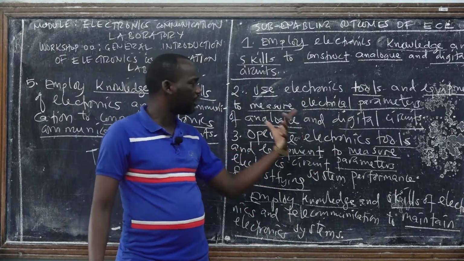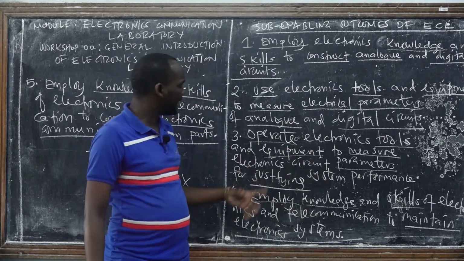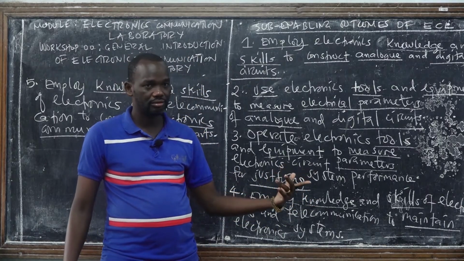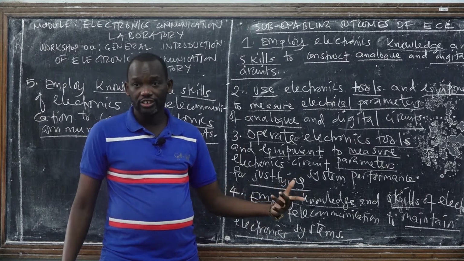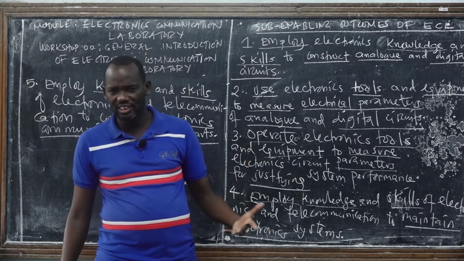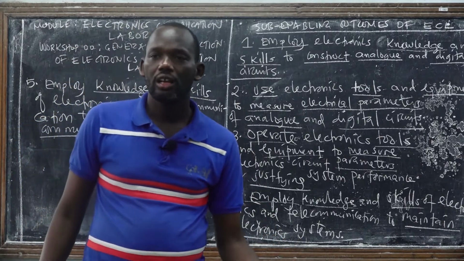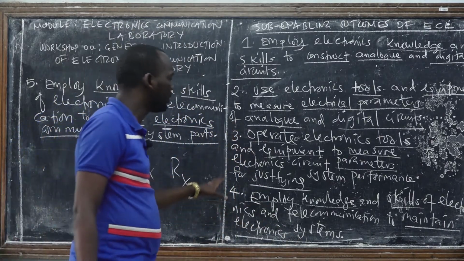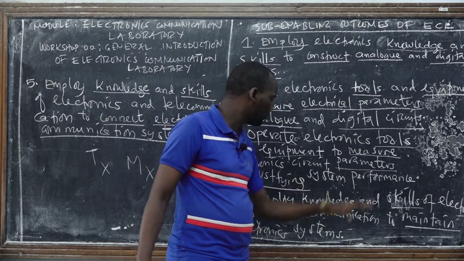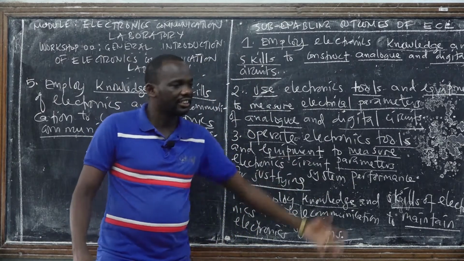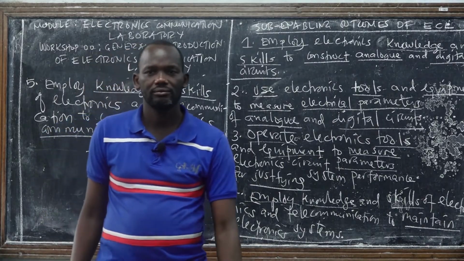Because remember, electrical parameters and electronic circuit parameters are the same. Simply, we don't have electronic parameters, we just have electrical parameters. But in case you encounter electronic circuit parameters, that should not confuse you. Then you can use those tools to justify the performance of your system.